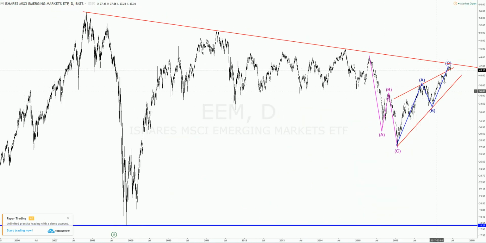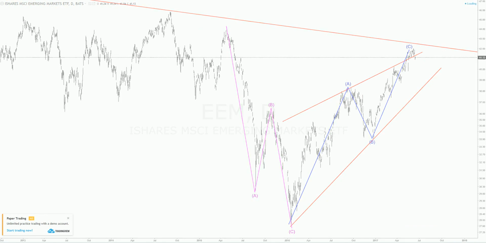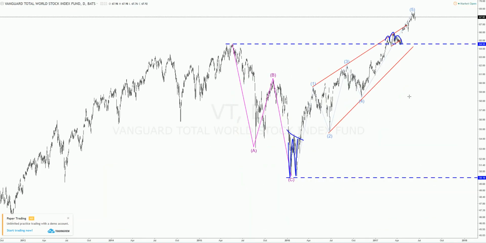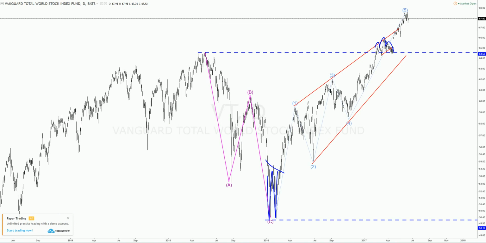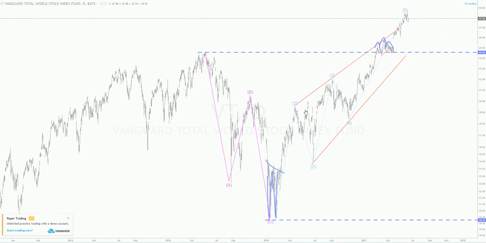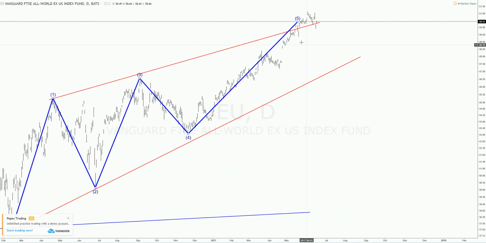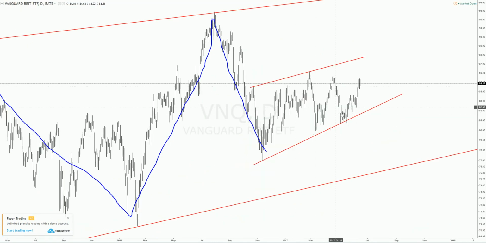Emerging markets is up against resistance. 1, 2, 3 move up in a wedge. This can be considered corrective. We could see further downside. And finally, VIX is complacency land. You look at the World Stock Index, it's in a wave 5 up. Possible M pattern topping. World Stock Index minus US. Okay. Same kind of pattern. It's all over the place.